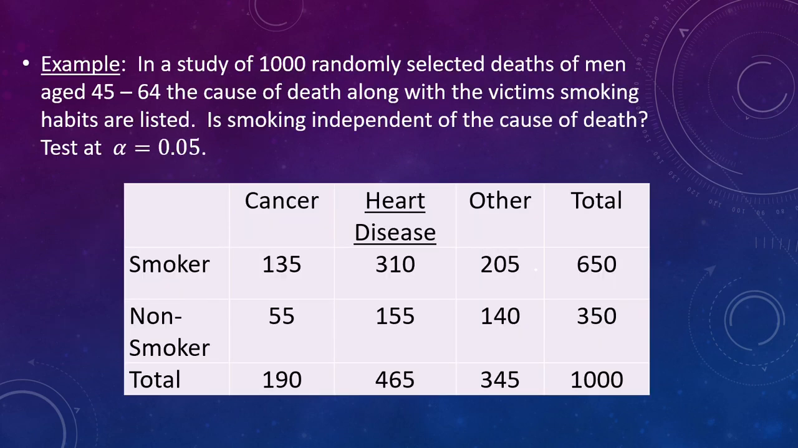Example 1. In a study of 1,000 randomly selected deaths of men aged 45 to 64, the cause of death along with the victim's smoking habits are listed. Is smoking independent of the cause of death? I see the keyword independent, so we know this is a chi-square test for independence. We want to do the test at alpha equals 0.05 level of significance.